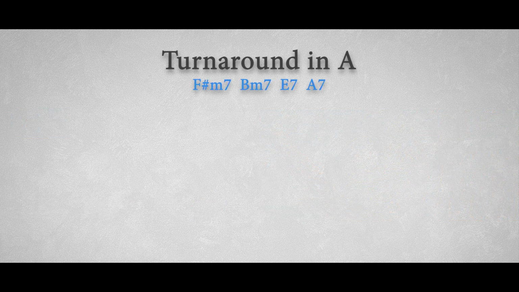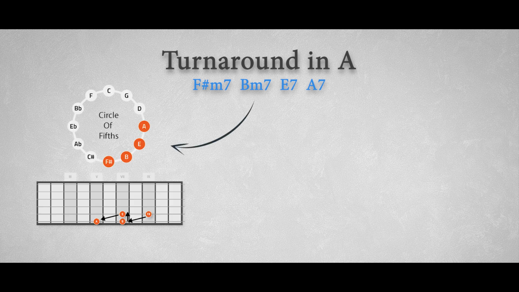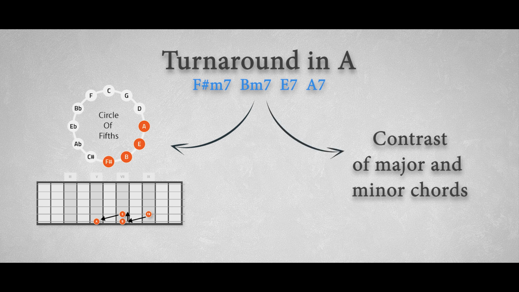Now the turnaround has 2 distinct properties. First, the roots of the progression move in fifths, which establishes a clear tonality. Now second, because of the contrast of the minor and major chords in this progression, it will strengthen the key. And in this case, the A major key, of course.